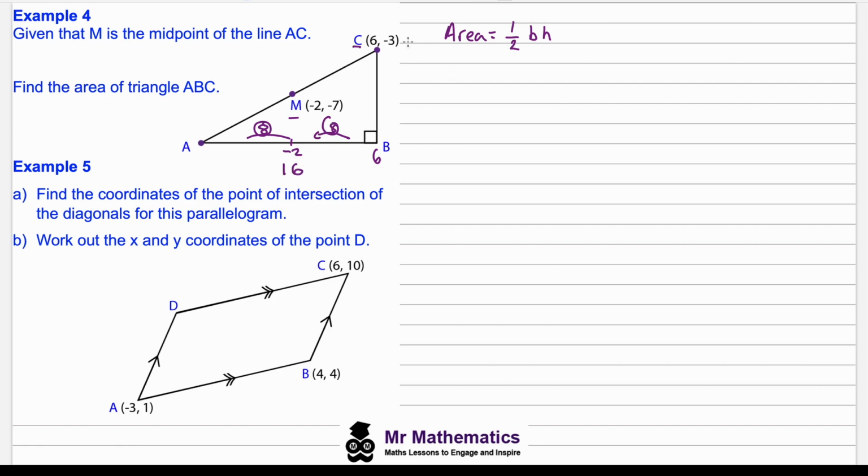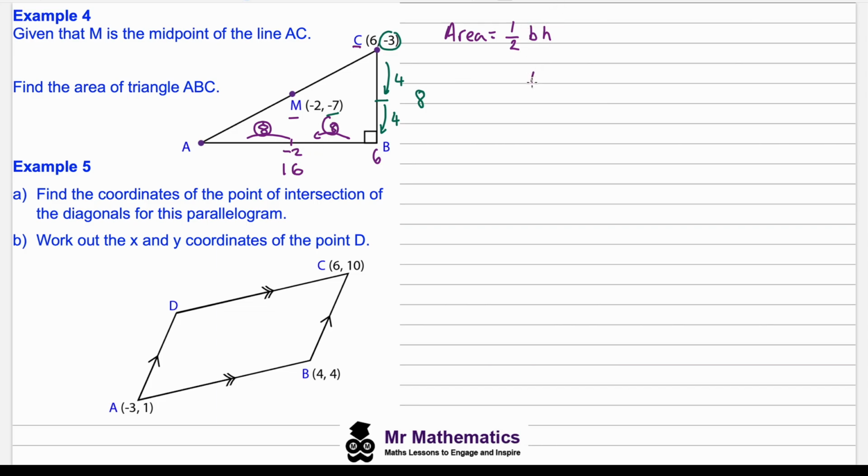We can use a similar idea for the height. We know at C the y value is -3, at M the y value is -7, so halfway will be to go down by 4. And then to go from halfway to B, we'll go down by another 4. So this will have an entire length of 8. We don't need to work out the coordinates of A, because now we've got the base and the height.